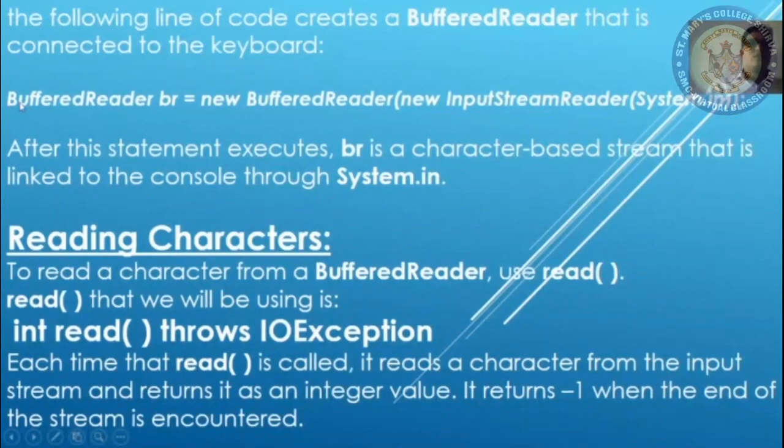Here, if you observe, BufferedReader is a class. For this class you are creating the object br, and you are creating the object of this class by using the new keyword. So br is equal to new BufferedReader(. Now in the parentheses we are using new InputStreamReader(. As the parameter, to read the value from the keyboard, we are using InputStreamReader of System.in.